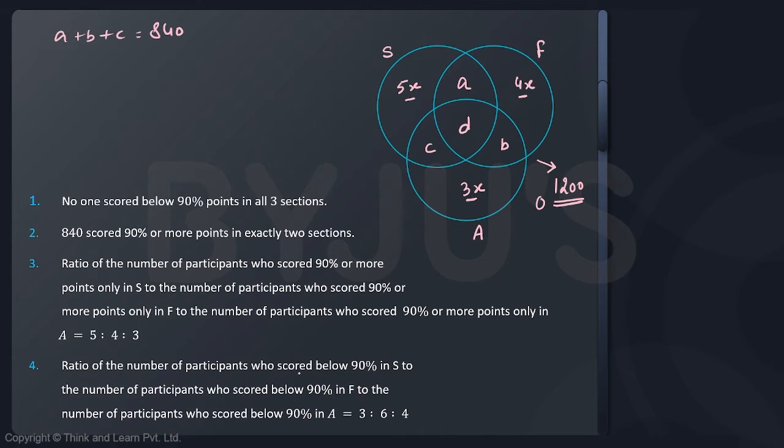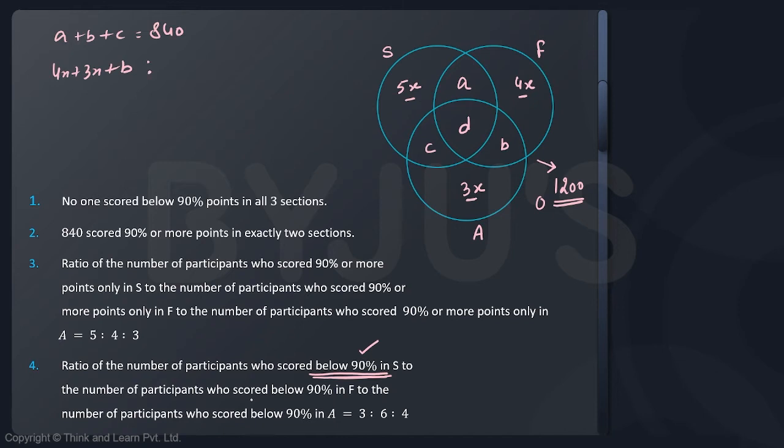Ratio of the number of participants who scored below 90% in S. Now pay attention to this part. These circles are representing the people who scored above 90%, 90 or above. So how many scored below 90 in S? That means people who are outside the circle of S. And how many people are outside the circle of S? These three areas. It is 4x plus 3x plus B. 4x, 3x and B are the three areas which are outside S. So they scored below 90% in S.